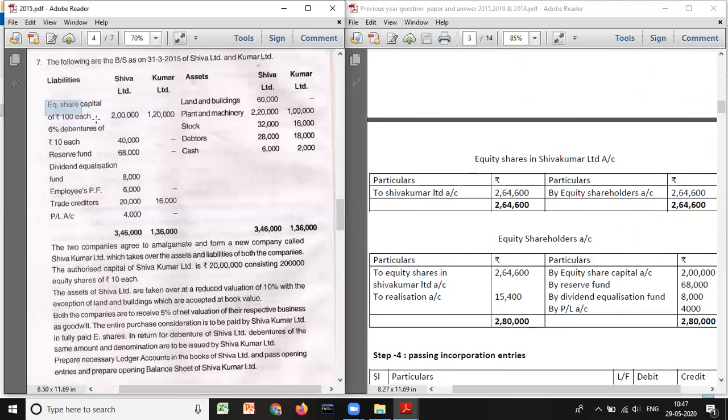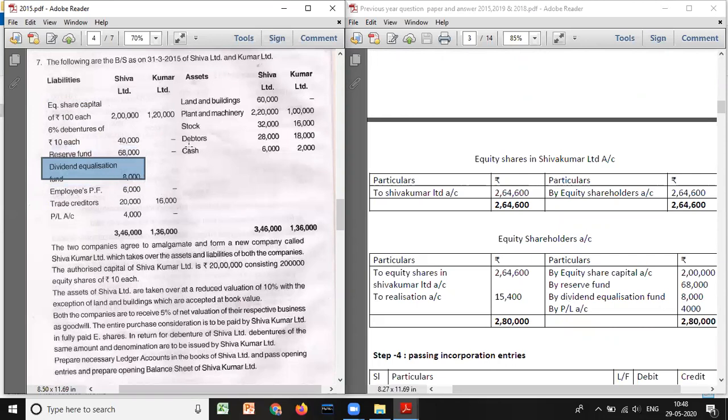Look at here, what is the equity share capital we have? 2 lakh we have. So by equity share capital we have 2 lakh, and you have to look at any reserve or surplus. Look at here, we have reserve. How much we have? 60,000. You have to bring it down. And dividend equalization fund is also reserve, 8,000. We have to bring it down.